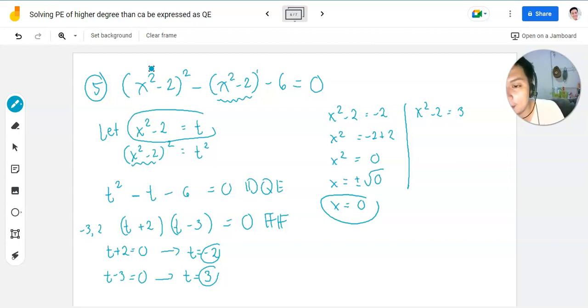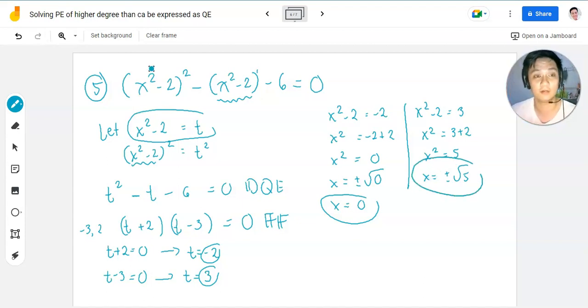From here naman, x squared equals 3 plus 2 siya yan. Okay, kasi negative 2 nga gets transposed as positive 2. And this will give us x squared equals 5. And therefore, x equals positive or negative square root of 5. And this represents the other roots of the equation. Positive or negative square root of 5.